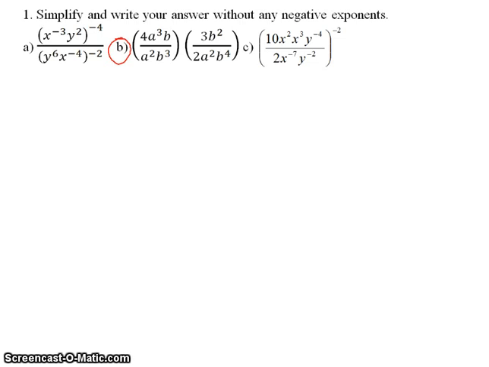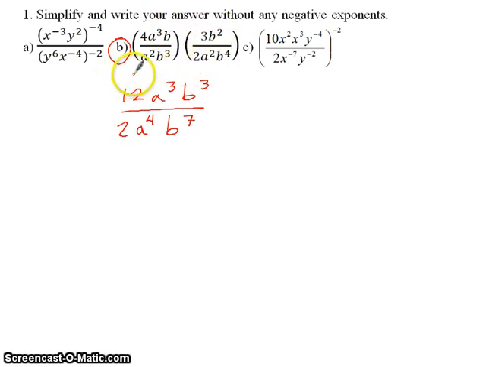So part B, this one, first thing I noticed, that I have parentheses, and I don't have any exponents on the outside of the parentheses. So I can start off by just writing everything with one fraction. I'm going to multiply across the top and across the bottom, and then simplify from there. Okay, so up top we have a 3 times 4, which gave us a 12. We have an a to the third, and then we have a b to the first times a b to the second. That gives us 3 b's here.